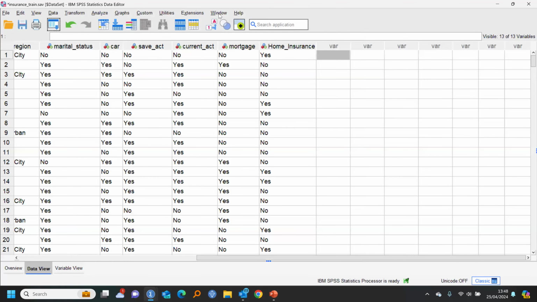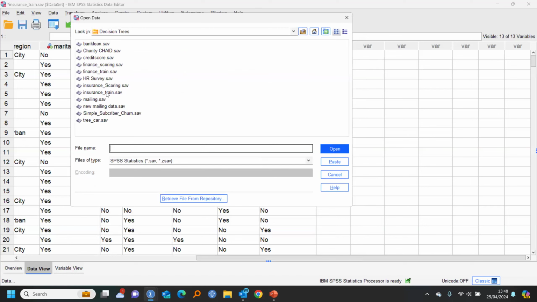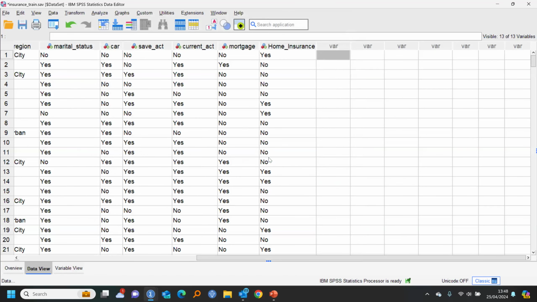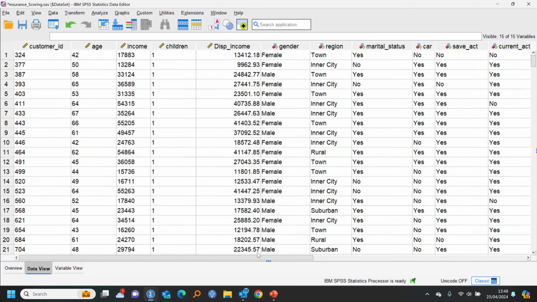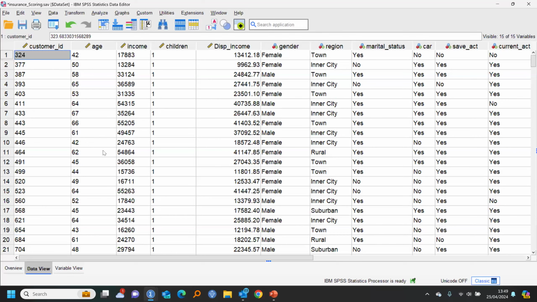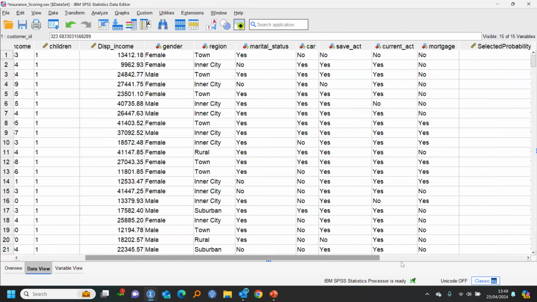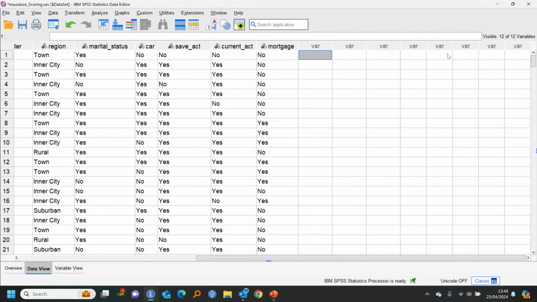And what I'm going to do is open up a new data set here. It's called insurance scoring. This is called applying the model, or scoring the model, or scoring the data set. It's a very similar data set of another 300 cases or so, with different customer IDs. It's already been saved. I'm going to delete that. I want to apply that model to that data set.